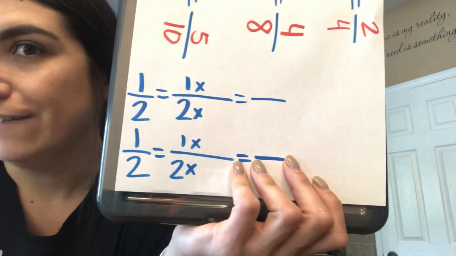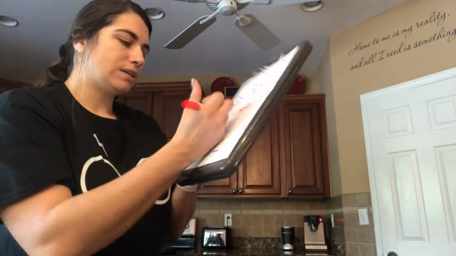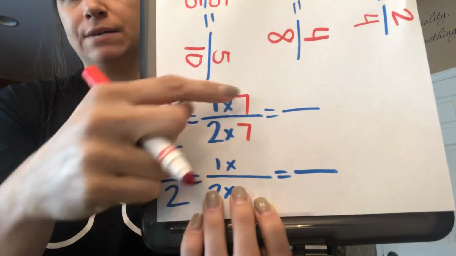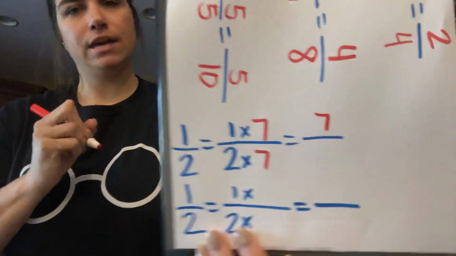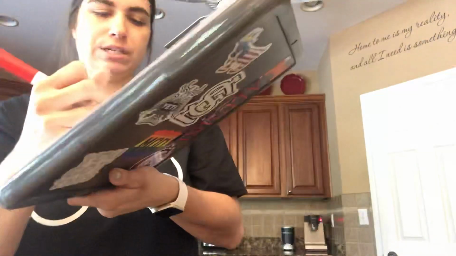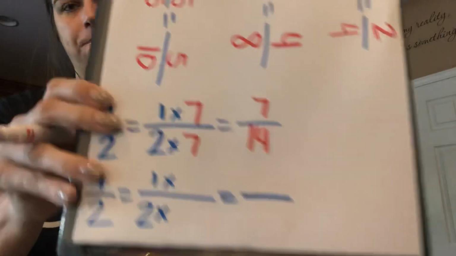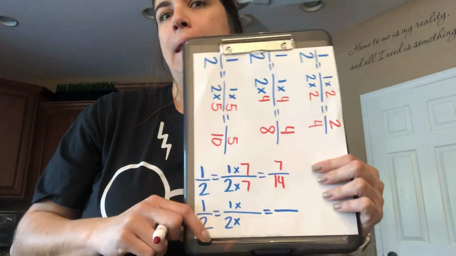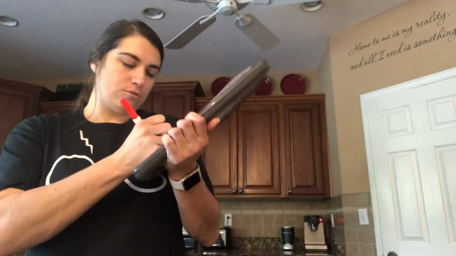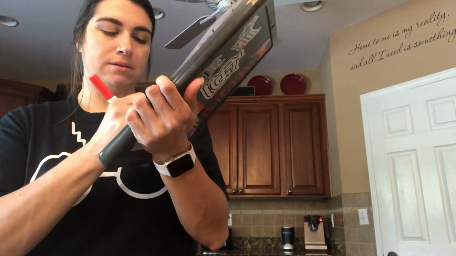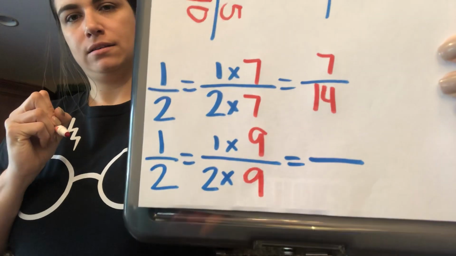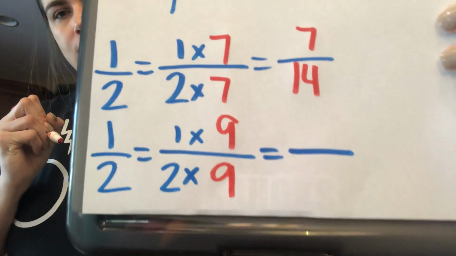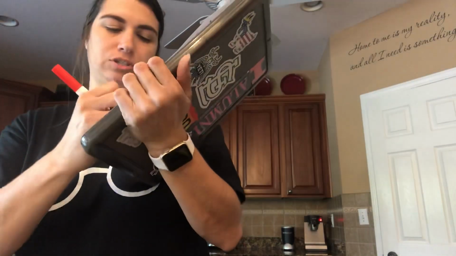Let's do 7 this time. So 7 on the top, 7 on the bottom. So I'm gonna do 1 times 7, which is 7, and 2 times 7, which is 14. All right, and then the last one, let's do 9. So the top and the bottom, both by 9, like that. And 1 times 9, which is 9, and 2 times 9, which is 18.